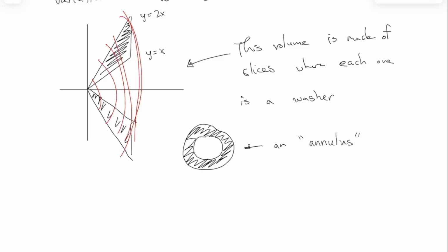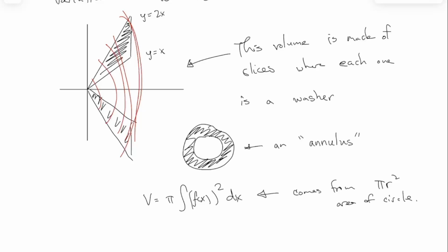But anyway, in this context, this is always referred to as the washer method. So instead of the usual volume equals pi integral f of x squared dx, where this whole idea comes from pi r squared, which is the area of a circle, to do this variation, we need to replace this. Instead of using pi r squared, we need to use the area of this annulus, which is not the same as the circle because it has this big hole in the middle. How do you think about the area of this annulus?